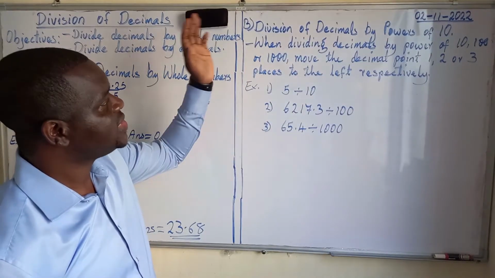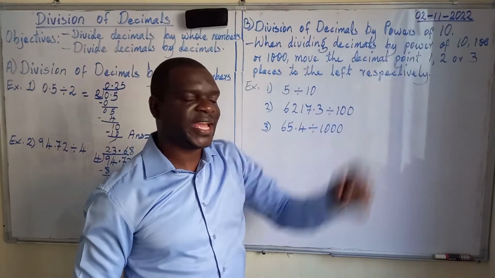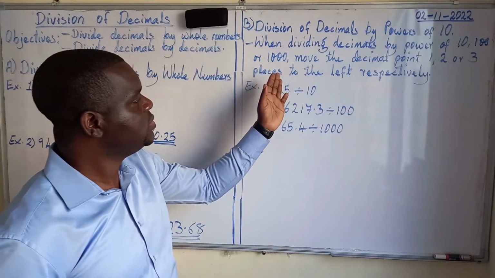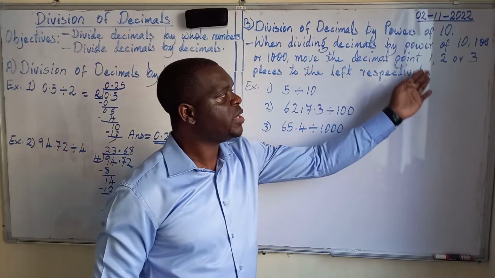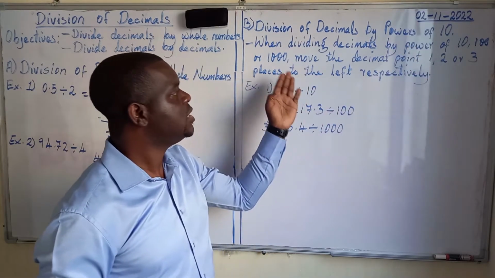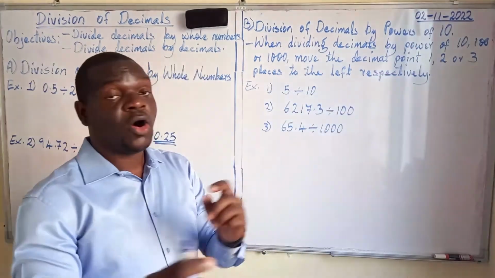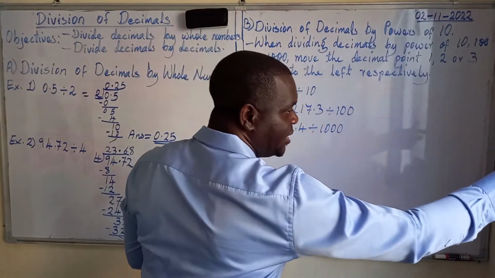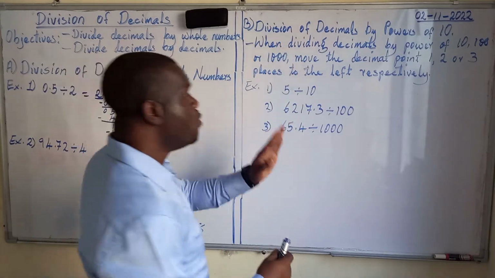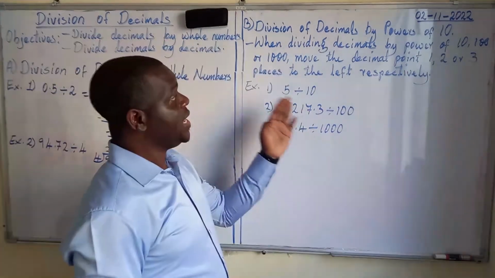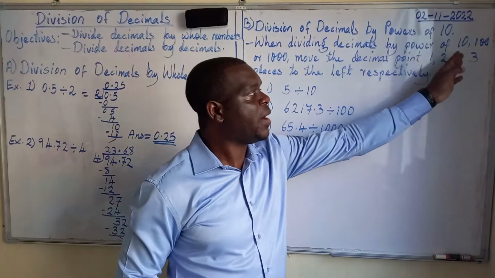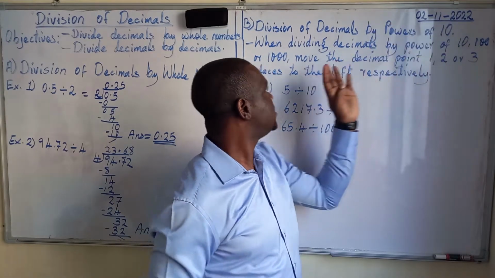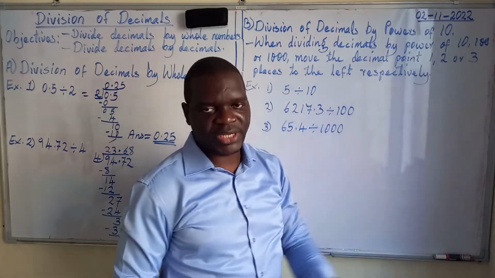Let's now look at division of decimals by powers of 10. When dividing decimals by powers of 10, 100, 1000, move the decimal point 1, 2, or 3 places to the left respectively. Unlike multiplication where we move the decimal point to the right, here in division we move the decimal point to the left in accordance with the power. If it's by 10, you move it once. If it's by 100, you move it twice. And if it's by 1000, you move it 3 times.